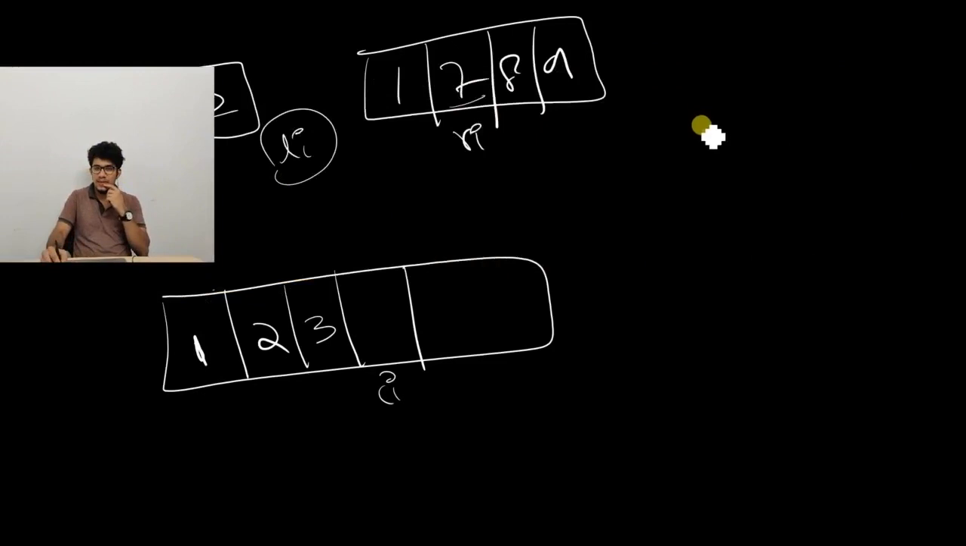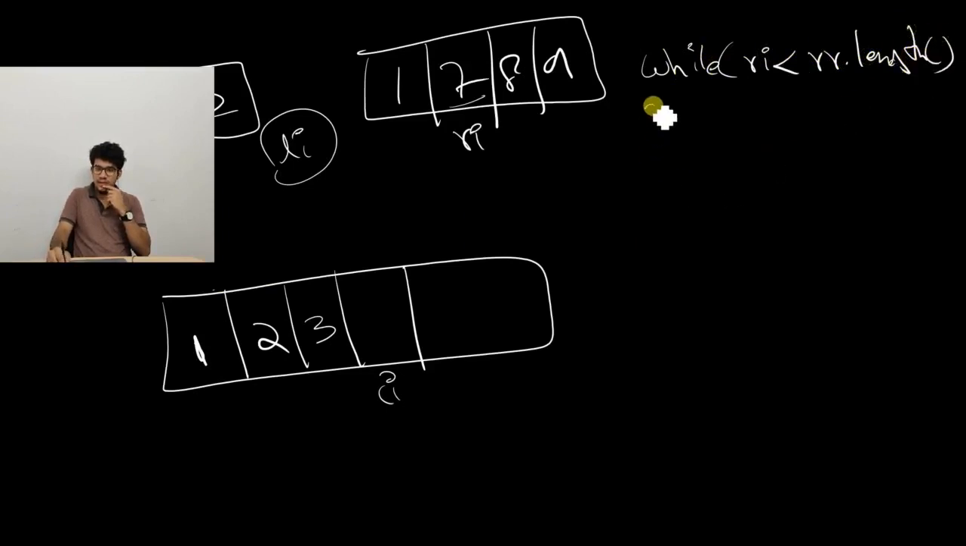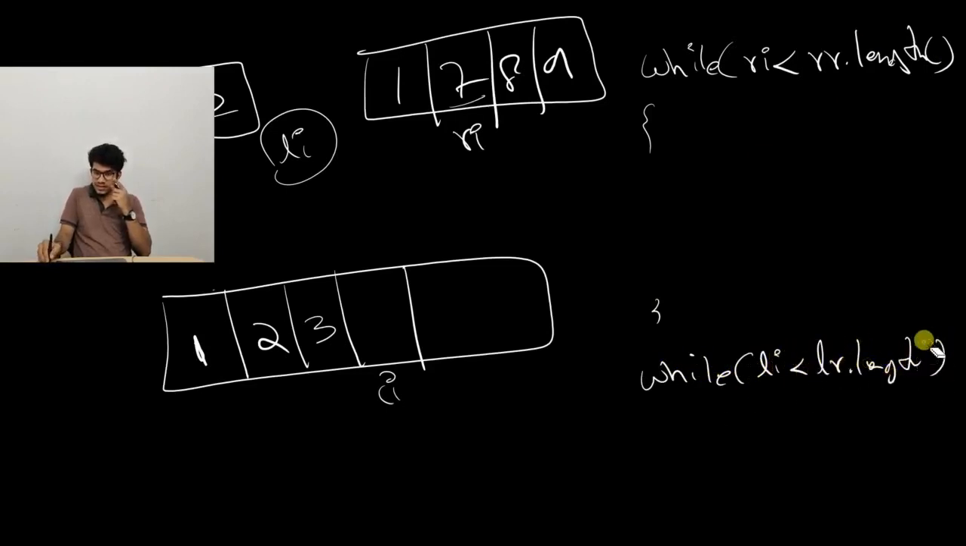What is that? It is a while loop, right? Ri is still less than Rr dot length. I have to check, this is what I have to check. And here I have one more while loop, right? That is, is Li less than Lr dot length? Okay, but will this code ever execute? No, this while loop will never execute.